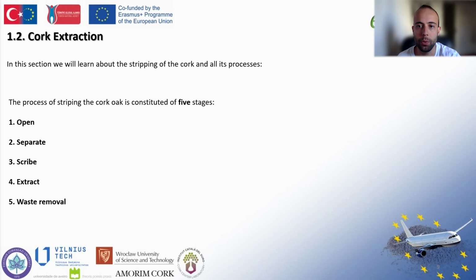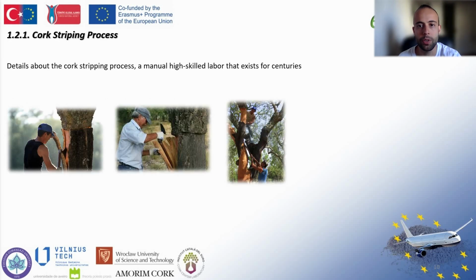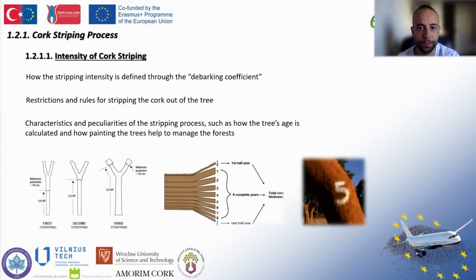In this section, we'll learn about the stripping of cork and all its processes, which are constituted in 5 stages: opening, separating, screening, extracting, and at last, waste removal. We will go into details about how the cork is extracted from the tree's bark by very high-skilled workers.